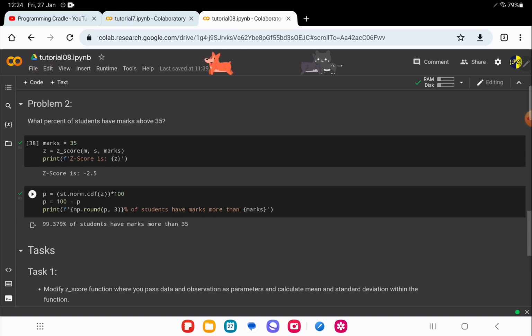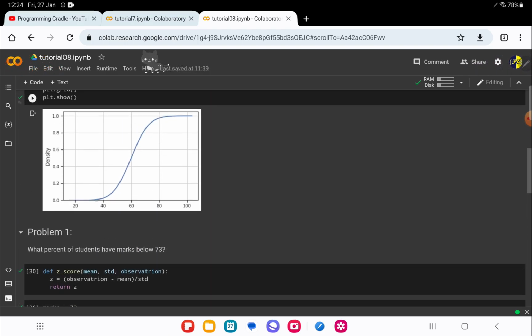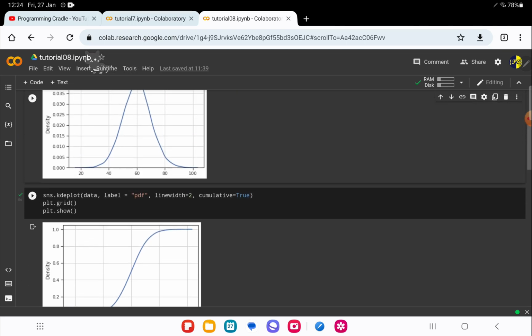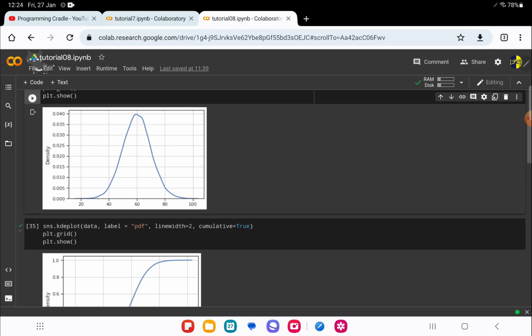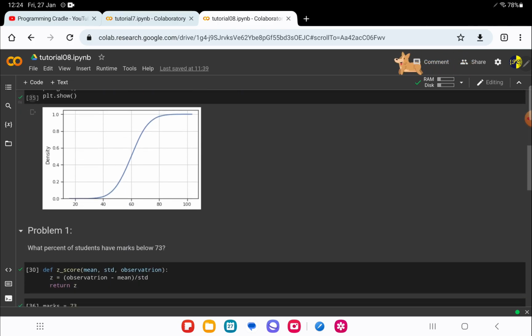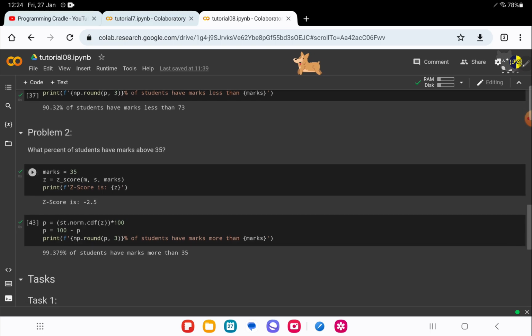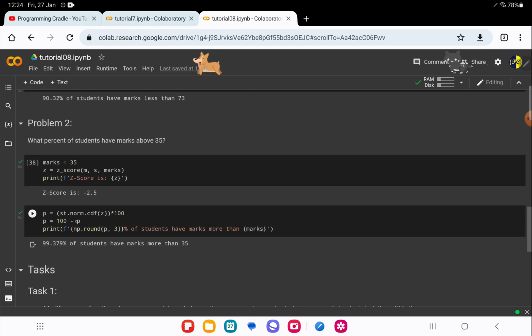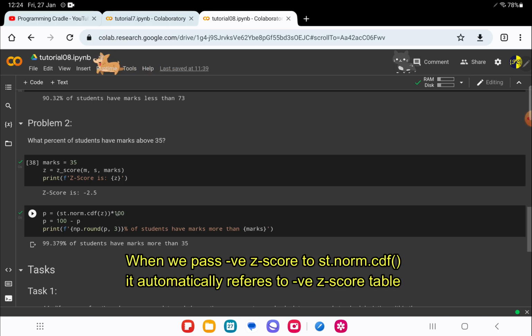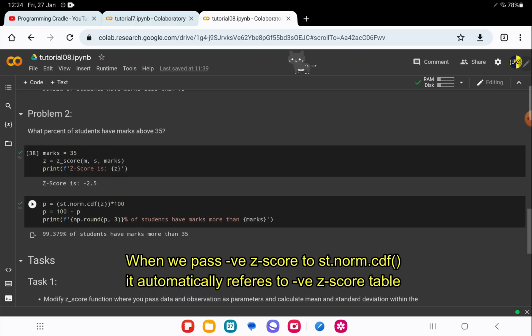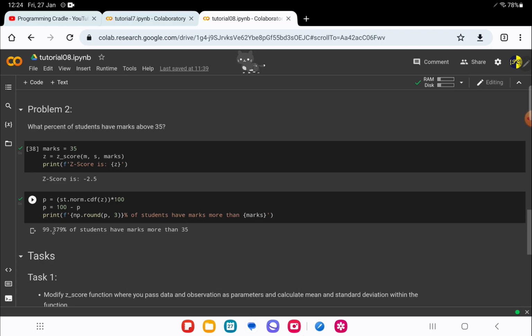Now there are a few things that you need to see. Here I want to know the students who have scored above 35. So what I mean is 35 is here, and I want to know the people on this side. So if we see our probability density function, 35 is somewhere here. I want to know all the people on this side and not on this side. So for that purpose, I had to do 100 minus p. Why 100 minus p? Because I have multiplied it by 100. If I hadn't multiplied it by 100 here, I could have done 1 minus p. So that's what we had discussed earlier in the slides as well. So we are getting 99.379% of the students have scored more than 35.